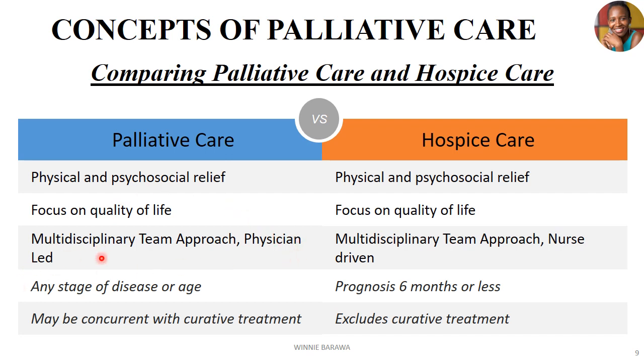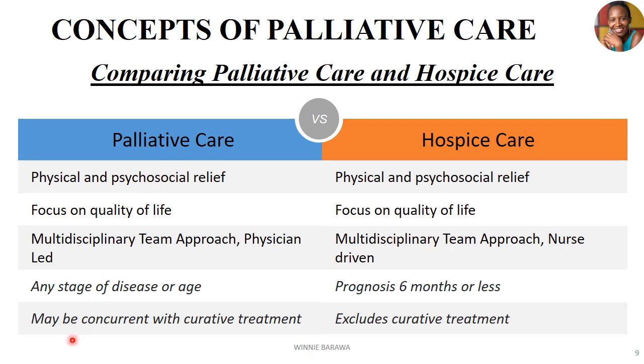So the physician is the one that guides this palliative team. But in hospice care, it's a multidisciplinary team approach, yes, but the nurse is the one leading the team. So it's nurse-driven or nurse-led. Then palliative care can be started at any stage of a disease or age, while hospice is started only when the prognosis of the disease is 6 months or less, or the patient's life expectancy has been confirmed to be 6 months or less.